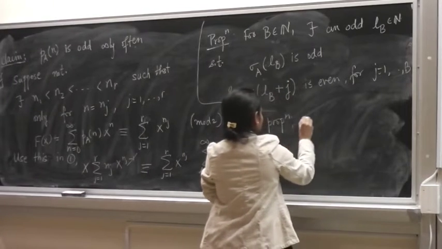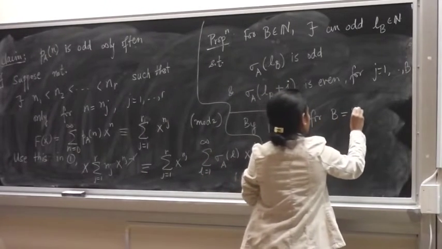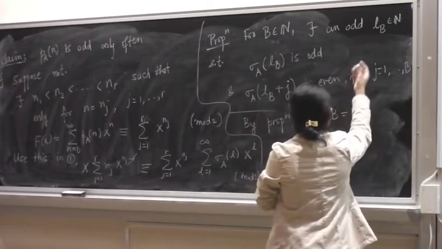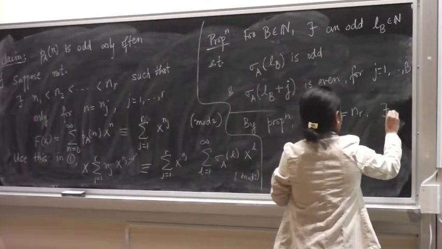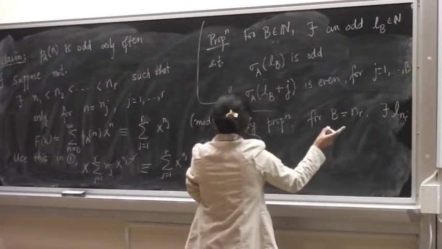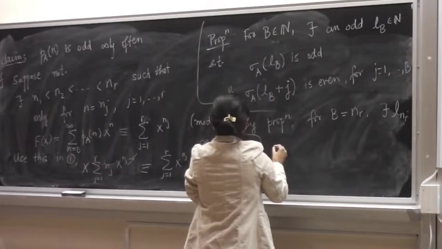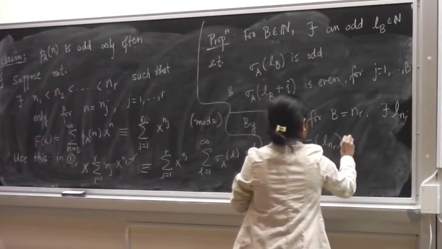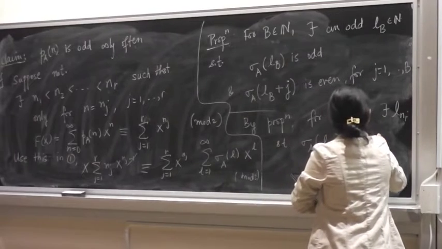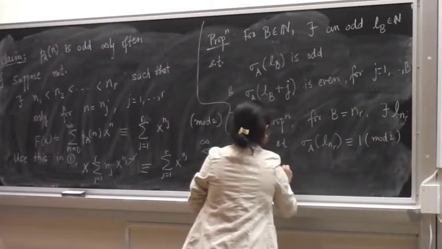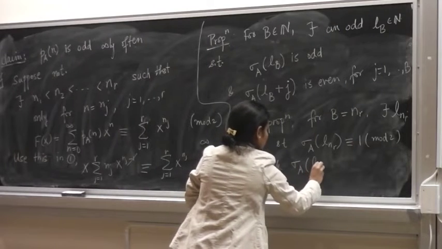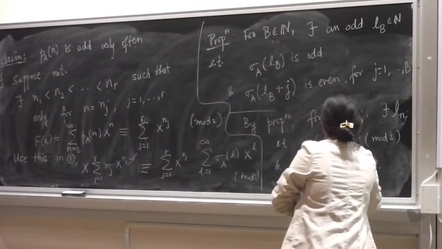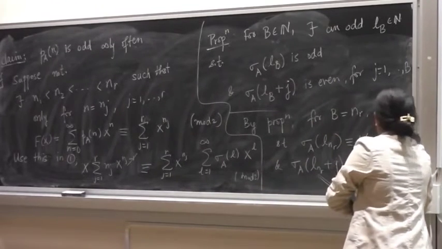By the proposition, you can choose your b to be the largest number that you had over here, n r. Therefore, there should be some integer, let's call it n sub n r, which is odd, such that sigma a of n sub n r is odd. So this is 1 mod 2, and sigma a of n sub n r plus j is congruent to 0 mod 2, and j is from 1 to n of r.